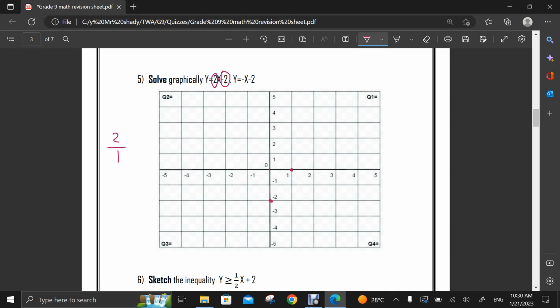Because you have 2 points, now you can make a straight line. Of course, you will join them using a ruler. Not like me, because I'm using my hand here. Okay, must be like that. So this is the first straight line.